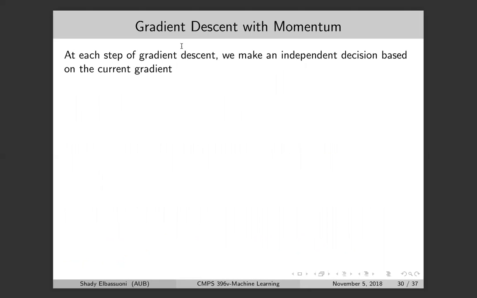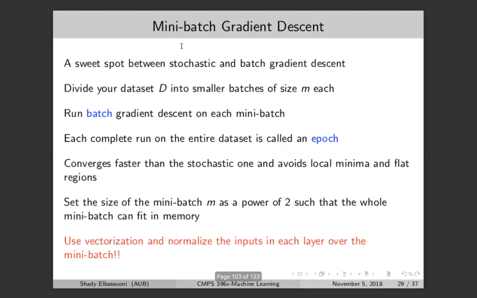What do I mean by vectorization? You put things in vector form. You put the mini batches in a matrix and you do vector operations when you're doing gradient descent, so that it's fast. Don't do loops over the mini batch; put it in vector form.